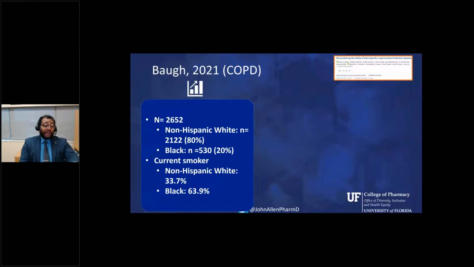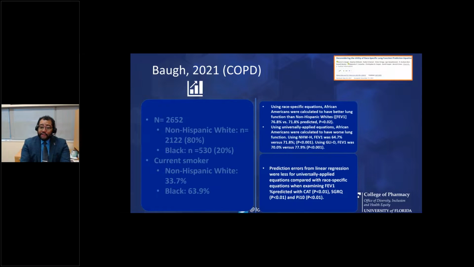Long story short, about 2,600 patients were included in the study. And you'll see that 80% were non-Hispanic white and 20% were Black. With respect to smoking status, 33% of non-Hispanic whites were smokers, as compared to 64% of Black patients who reported as smokers. Using these equations, again, these race-specific equations, in this case, it actually underperformed.